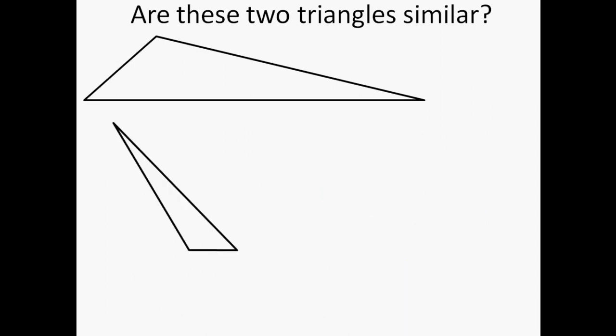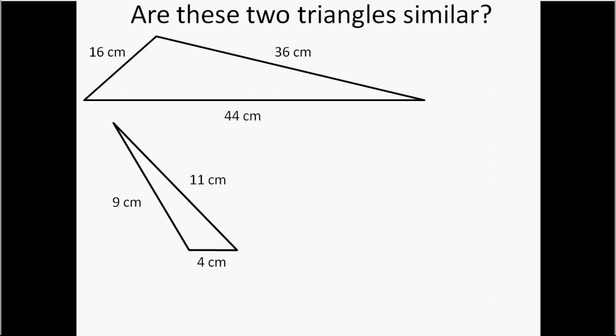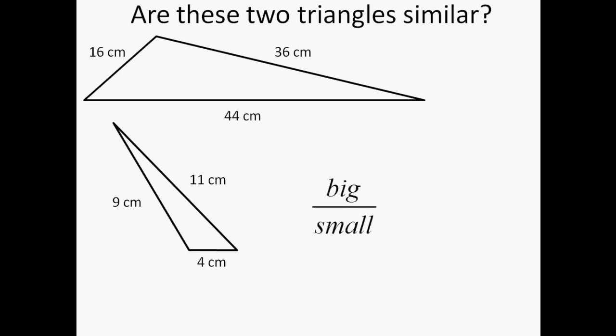Are these two triangles similar? Well, just looking at it, it almost looks like they're not, because one's kind of twisted around. The smaller triangle's pointing in a different direction, but let's look at some numbers here. We've got 16 to 4. Those are each the smallest sides on each triangle, so those are corresponding. We've got these other sides, 36 to 9 and 44 to 11. When you set up your big to small, you could have done small to big, it doesn't matter.